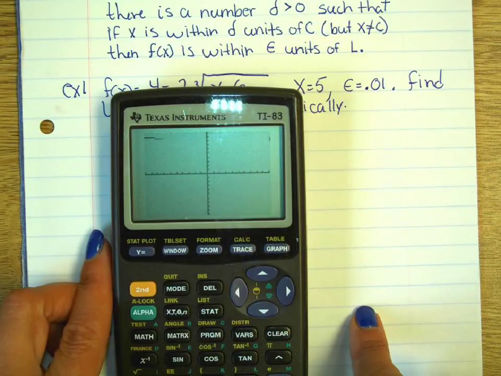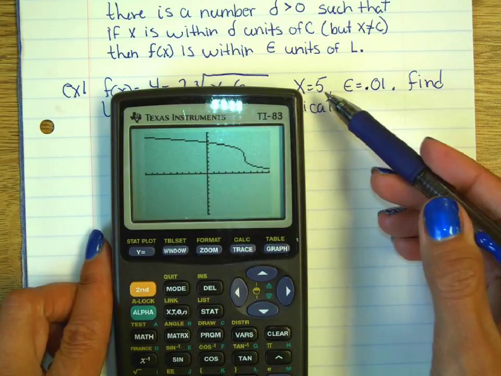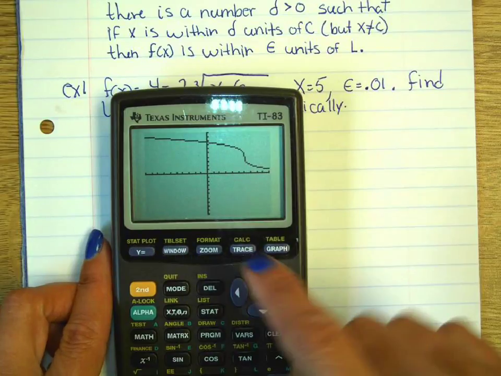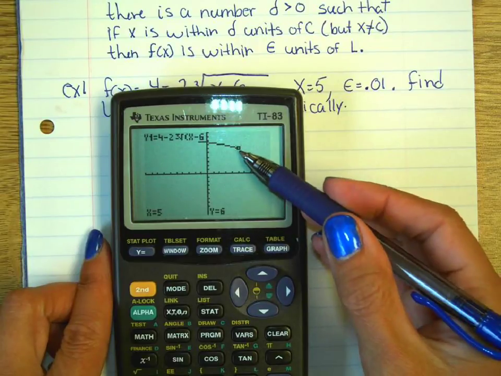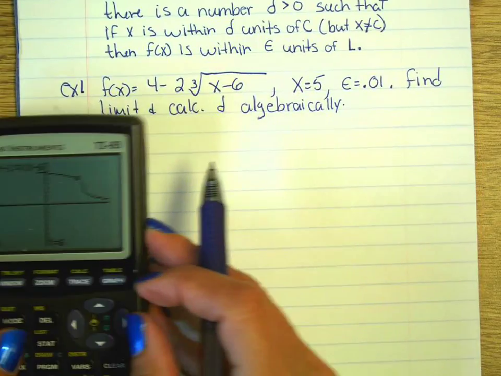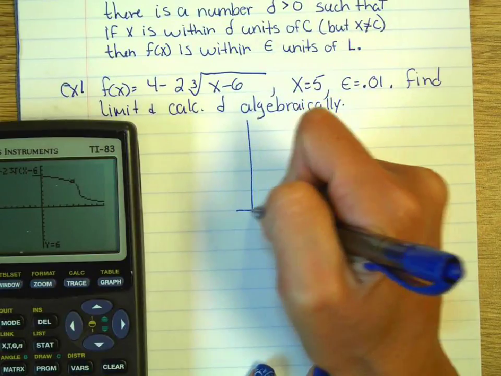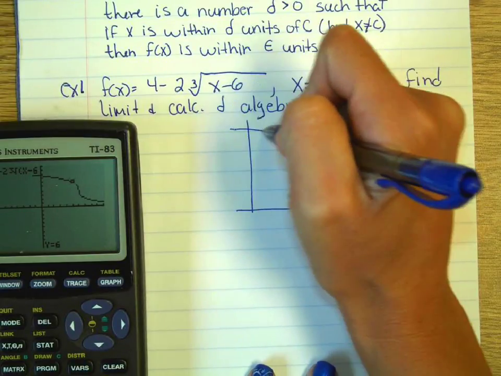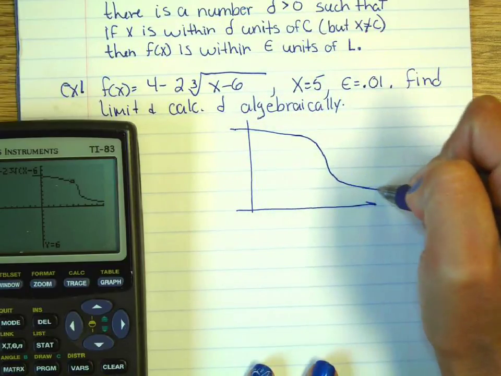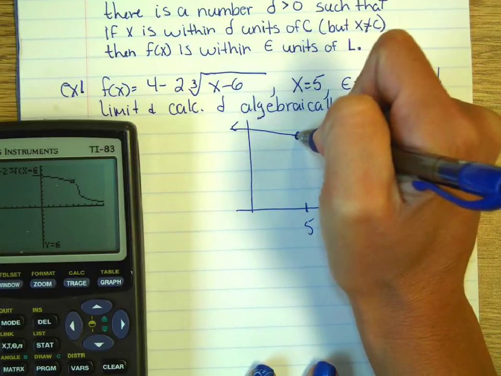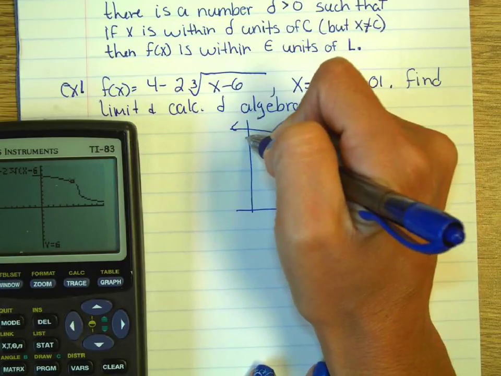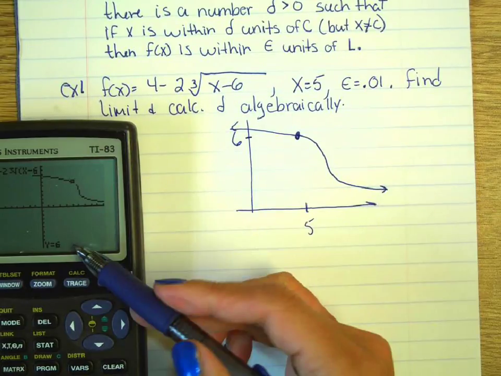Zoom 6. And again, I am going to be finding the limit at 5. I can use the table, or I can just trace 5, enter. I'm looking right here on the graph. And it looks like my limit is 6 based on what's showing up down here.